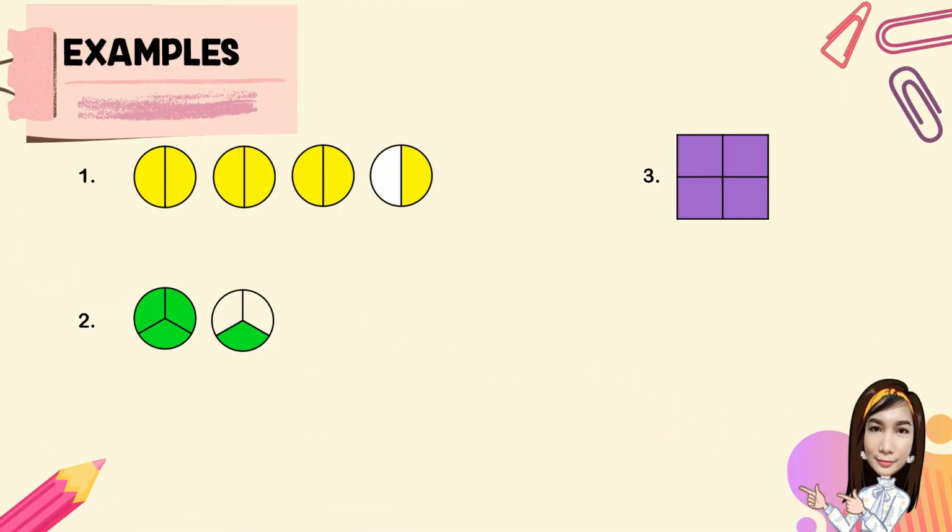Now let's have another examples. For the first figure, the fraction is equal to 7/2 or 7 over 2. 7 is the shaded part of the region, so we have 7 on the numerator. And the circles are divided into 2 equal parts. So the denominator is 2. For the second figure, the fraction is equal to 4/3 or 4 over 3. 4 is the numerator, so we have the 4 shaded parts. And the circles are divided into 3 equal parts. Therefore, the denominator is 3.